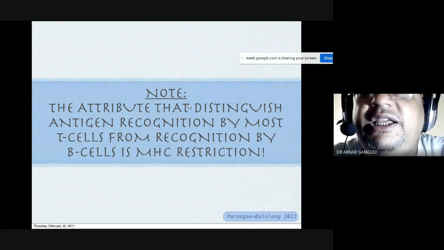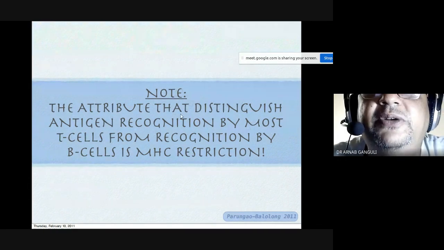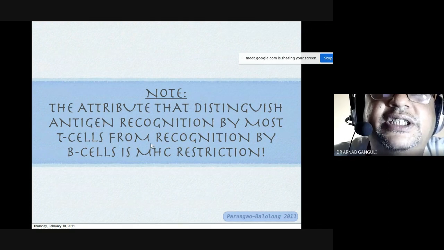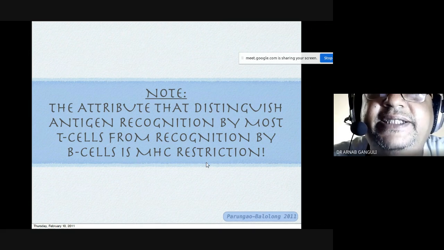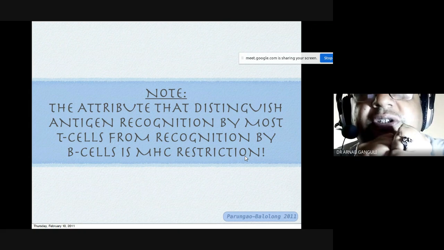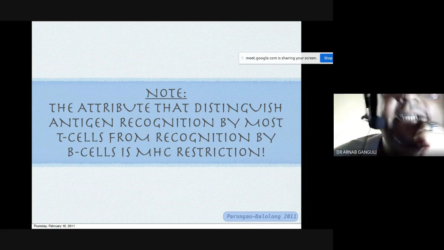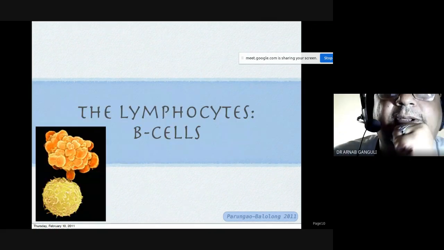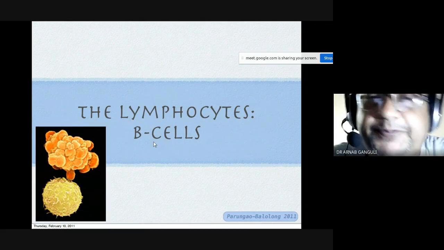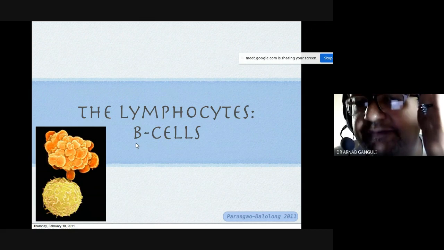So one thing you have to note is that the attribute that distinguishes antigen recognition by most T cells from recognition by B cells is MHC restriction. So MHC is actually what differentiates B cells and T cells. Now let us think about the lymphocyte B cells. You have seen a bit about the lymphocyte T cells.